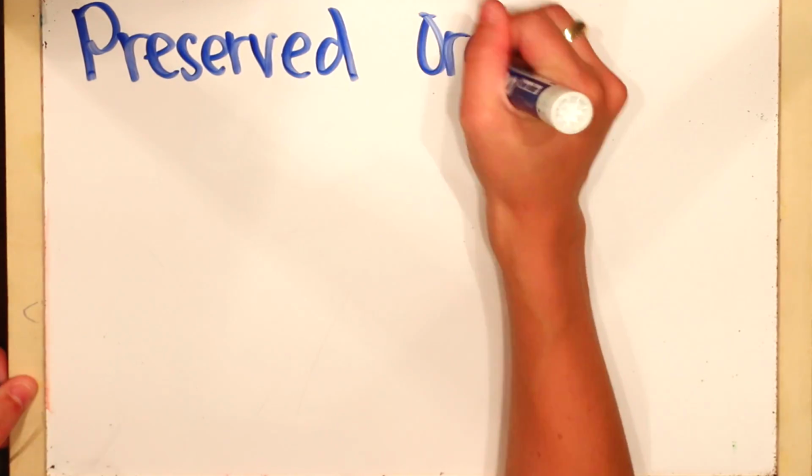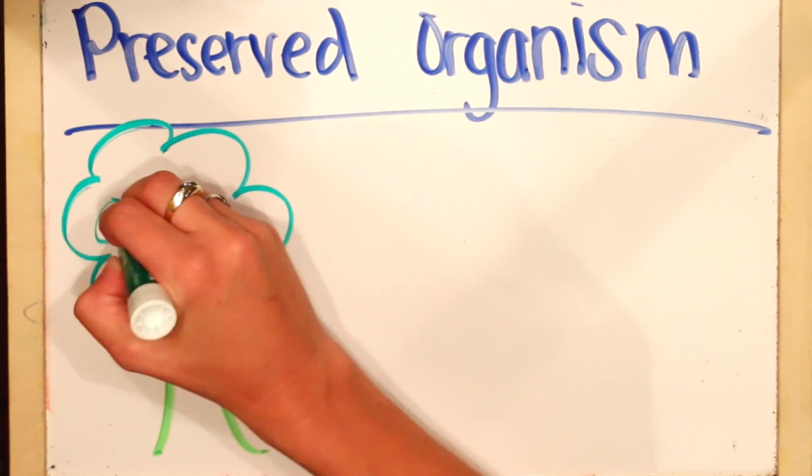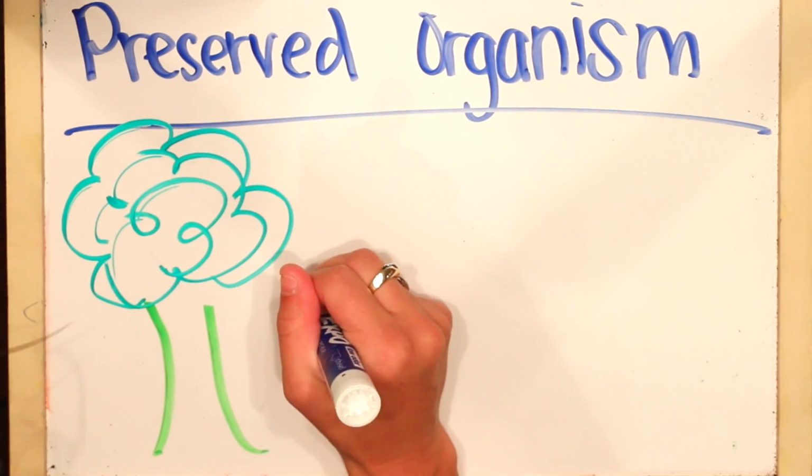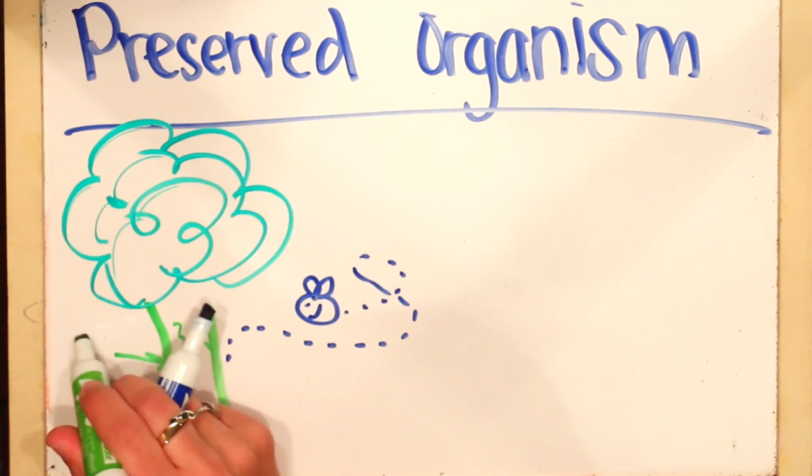Okay, the last one that we're going to talk about is preserved organisms. Animals can be preserved if the conditions are just right. They won't decay or change in any way. They'll be exactly as they were when they died, even though they died 100,000 or more years ago.